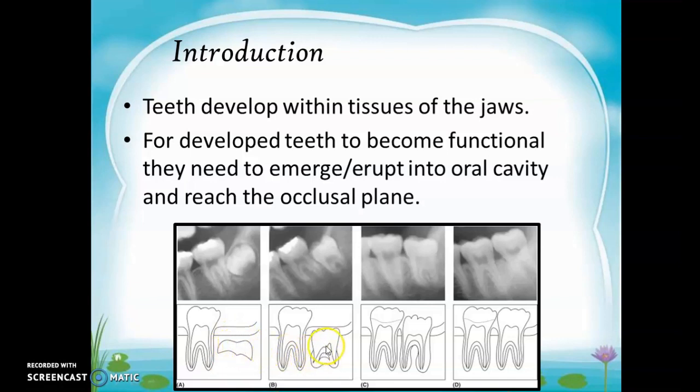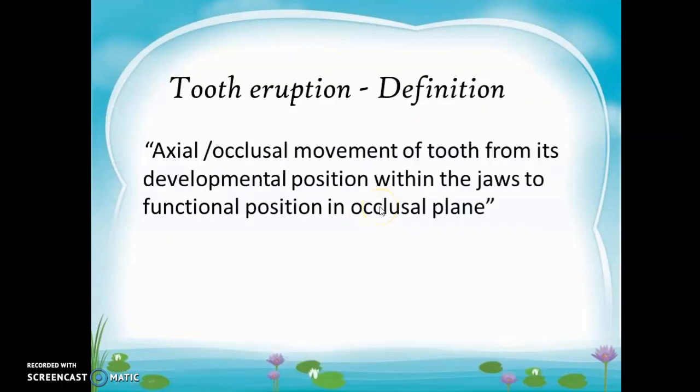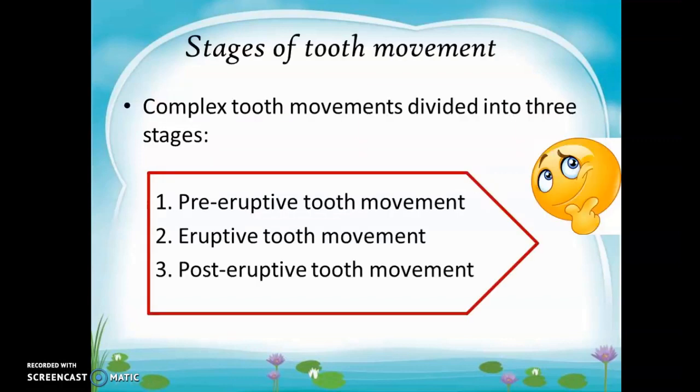When one third of its root is formed, it starts moving in the occlusal or axial direction. This process of eruption is complete only when the tooth reaches the occlusal plane. So, eruption can be defined as the axial or occlusal movement of a tooth from its developmental position within the jaws to its functional position in the occlusal plane.